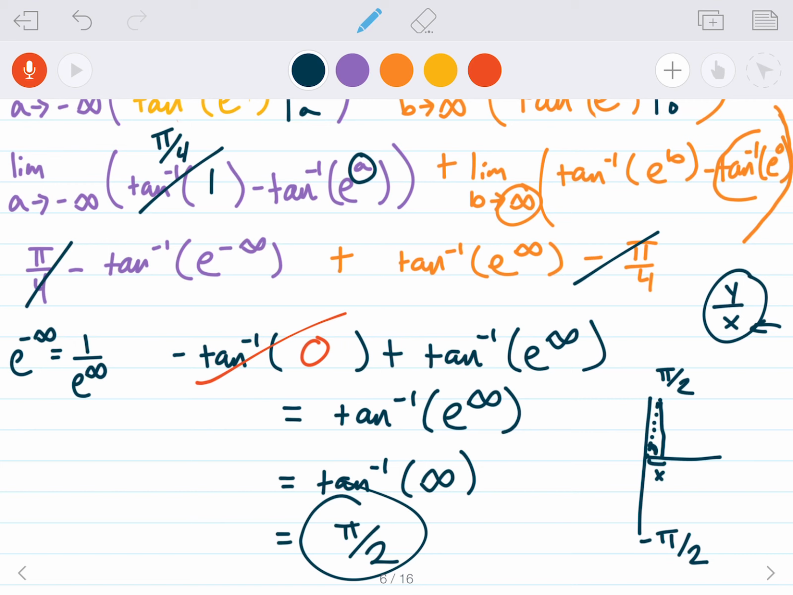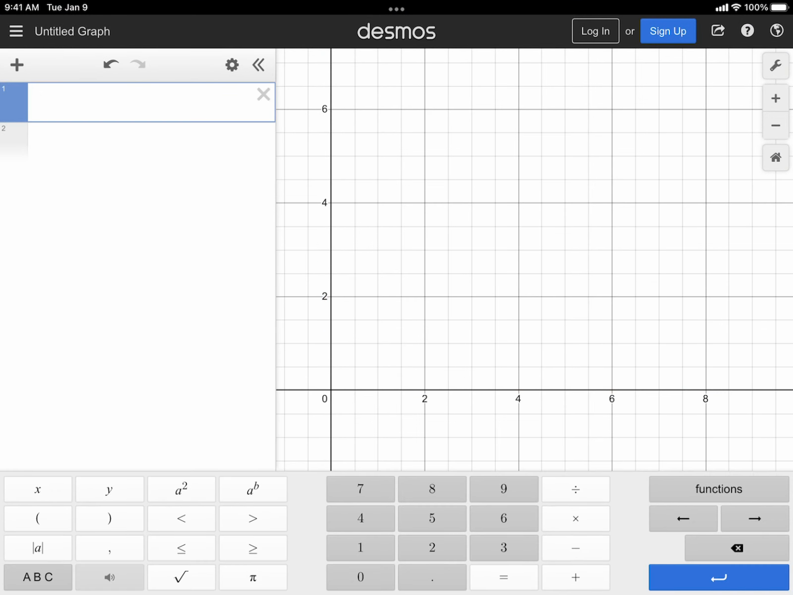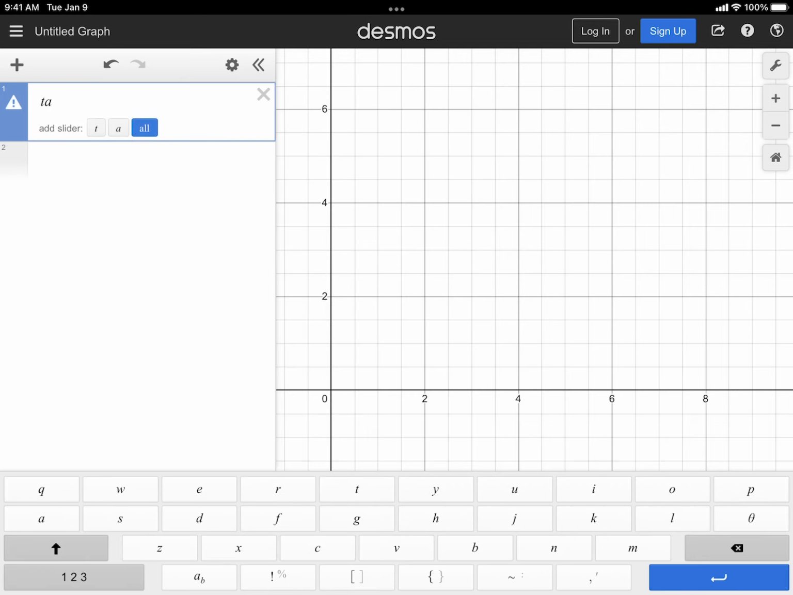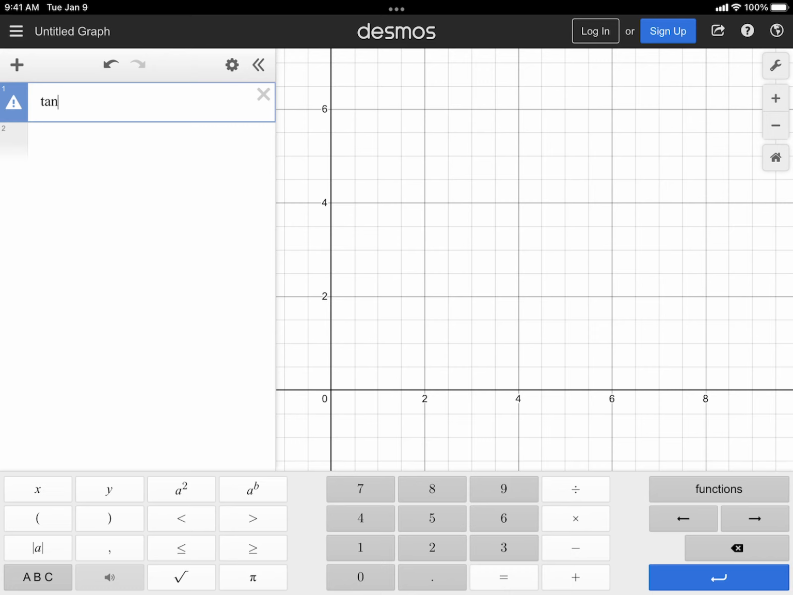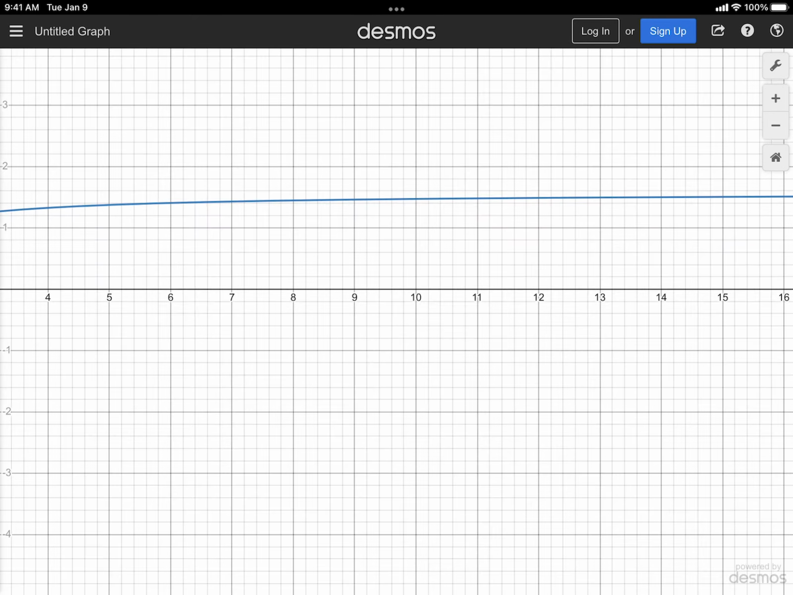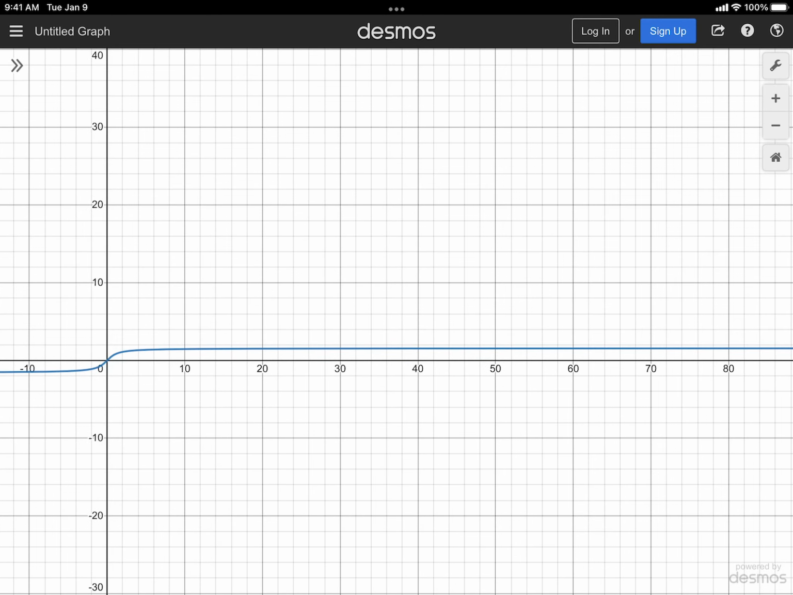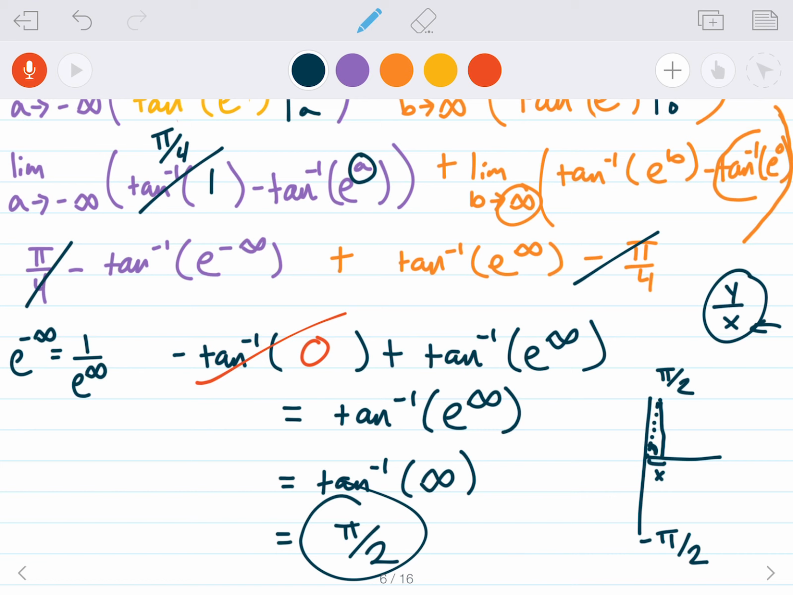Another way to see it is to put this function in Desmos, tan inverse. Let's do it. If we put in the tan inverse function, well, we can see what happens when x gets bigger and bigger and bigger. We follow this thing, and it seems to converge on pi over 2, which is close to 1.57. Right? As we get bigger and bigger, this thing seems to converge on pi over 2. And notice that tangent is undefined at pi over 2.